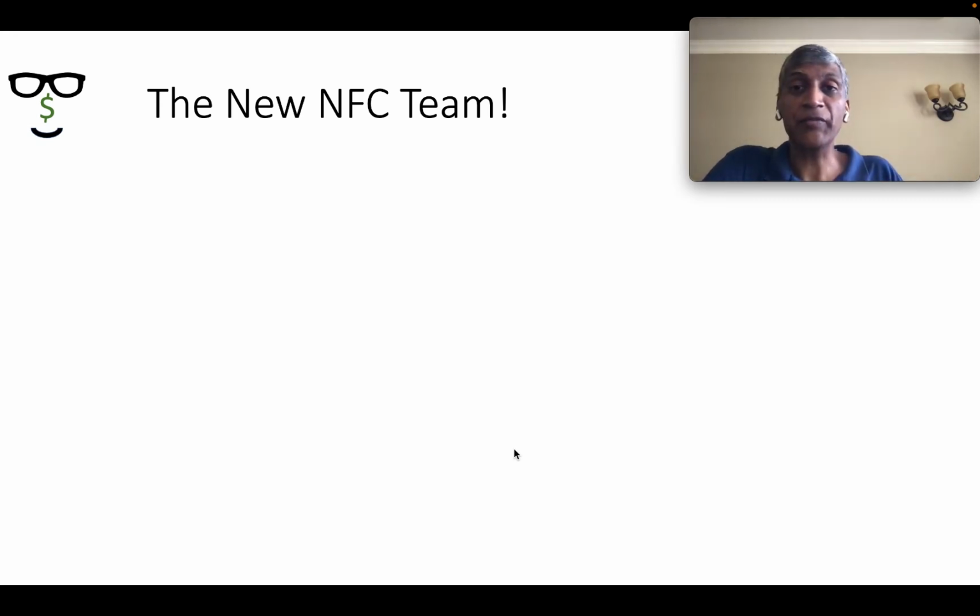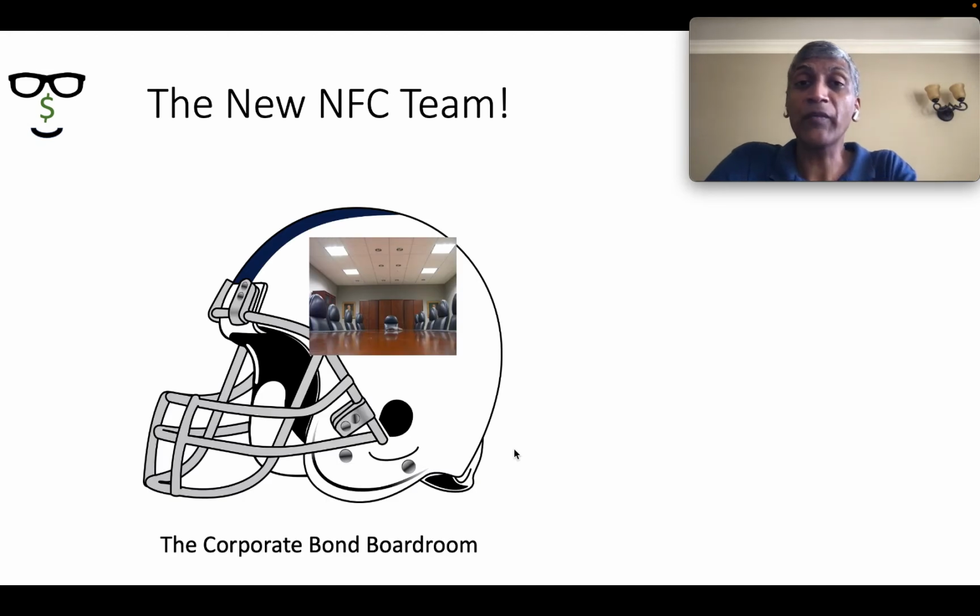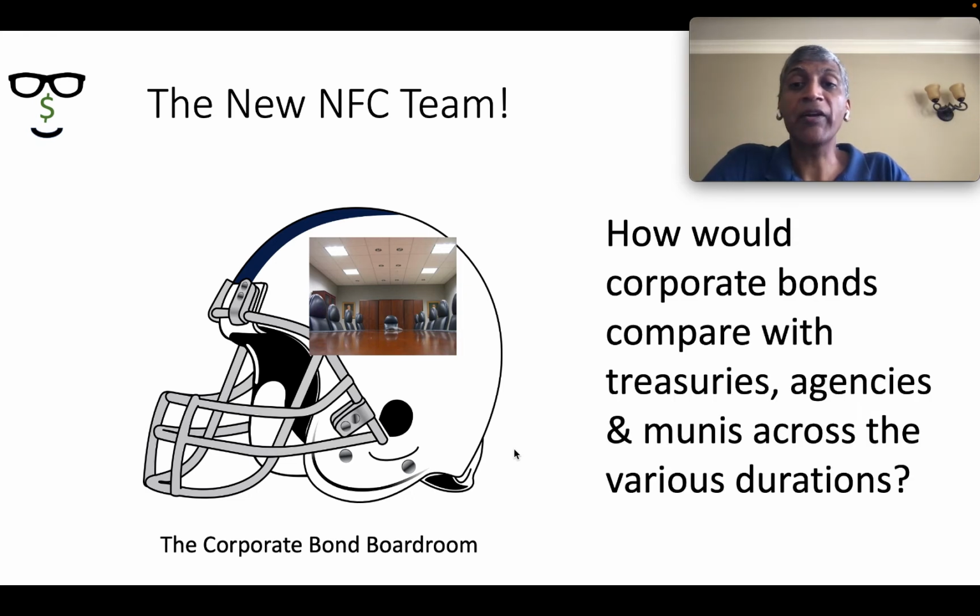We have the AFC and the NFC. And in the NFC, we now have the new team called the corporate bond boardrooms. The boardrooms, or this fictitious team, represents the corporate bonds and their yield to maturity. And we are going to stack them up on a tax-adjusted basis and start comparing them with the treasuries, agencies, and corporate bonds in one conference. In the other conference, we're going to compare treasuries, agencies, and munis and see who wins, and then have the Super Bowl between the winners of both of them in each class of duration.